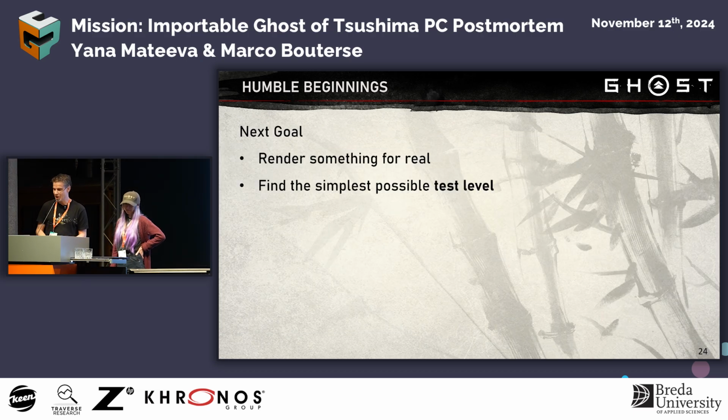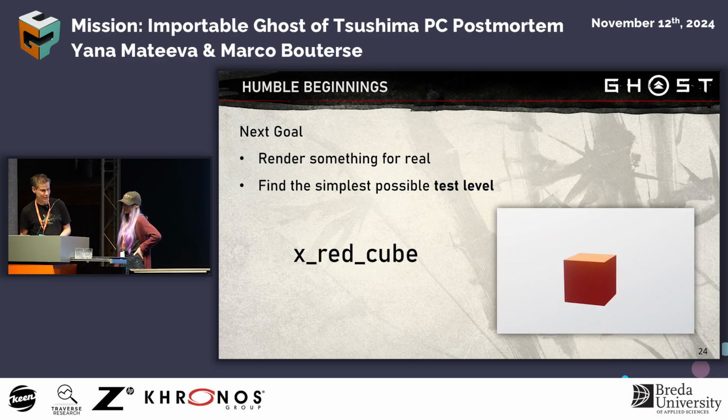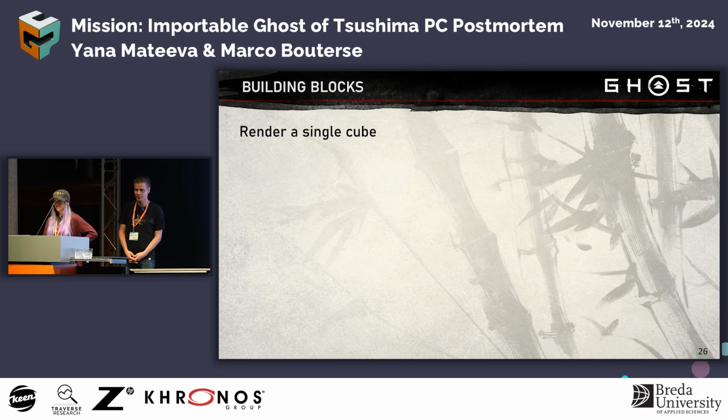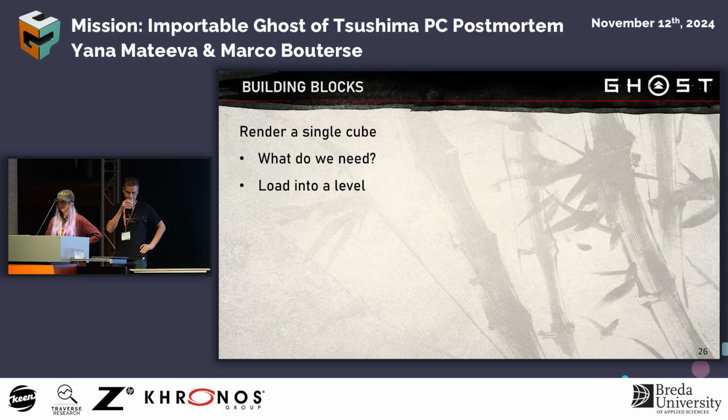The next step, we wanted to render something for real. So we found the simplest possible test level, which contained only a single red cube. And to achieve this, we needed some building blocks. So we want to render a single cube. What do we need? First of all, we need to actually be able to load into a level. Thankfully, Bruce already set us up there.